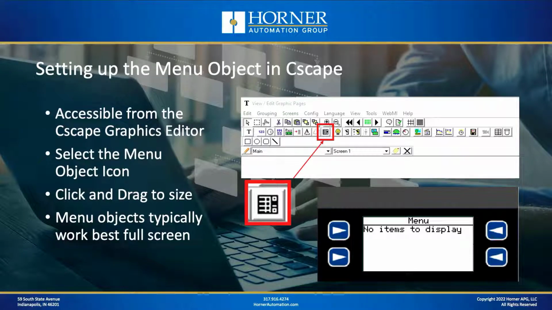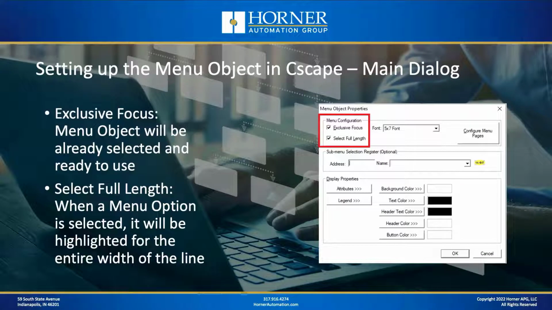Almost all the time, that's the way you're going to want to use it. Now, you're going to double click on that menu object that's now full screen, and you're going to come up with the main dialog box here. And let's start by focusing on a couple of items in the upper left-hand corner of this dialog.